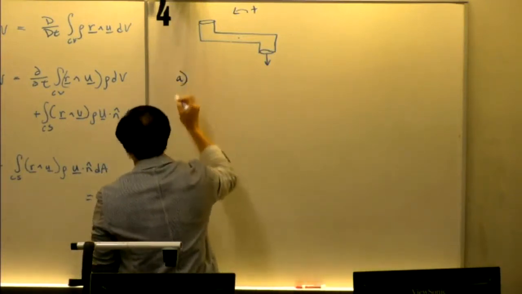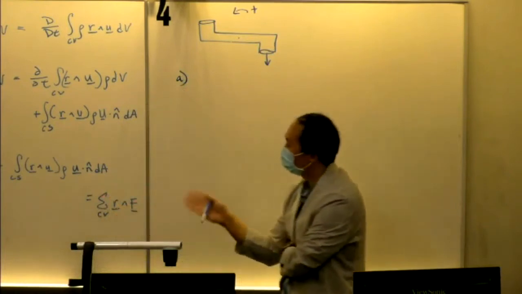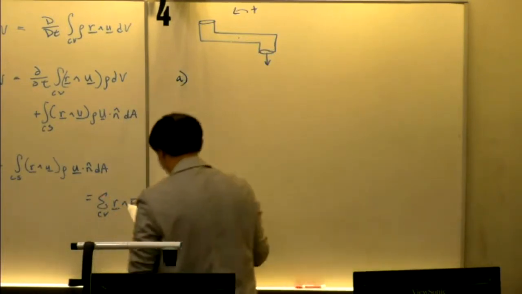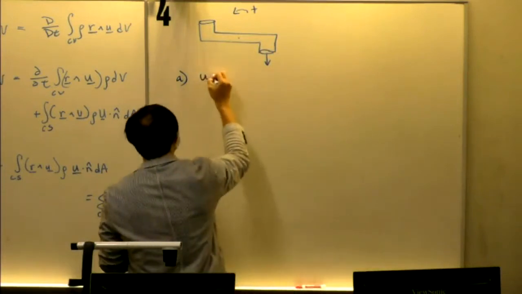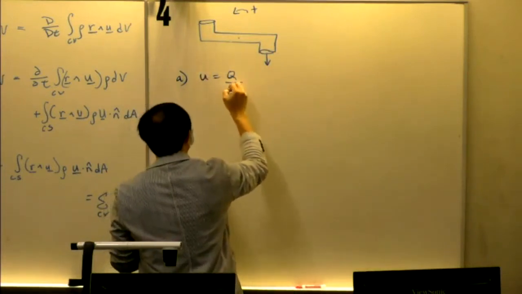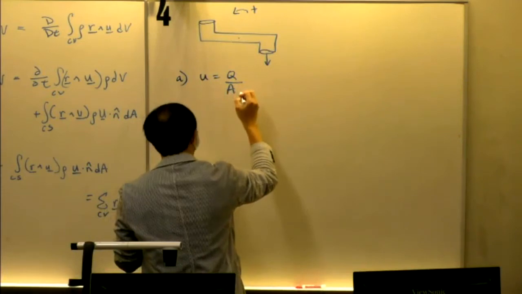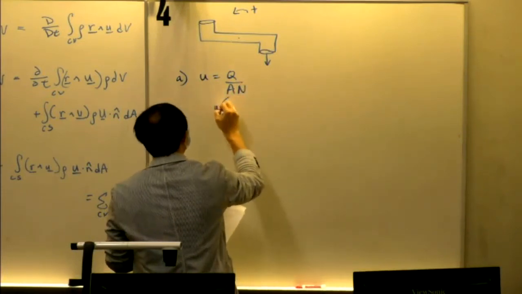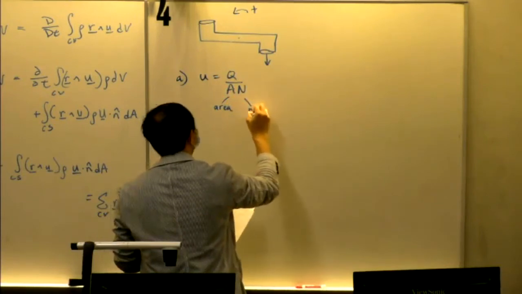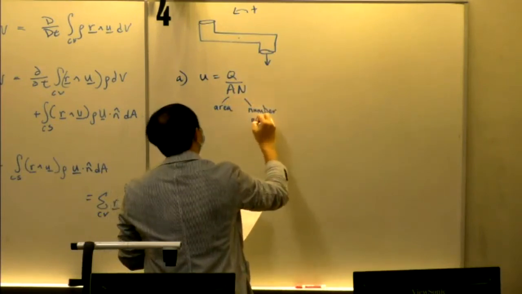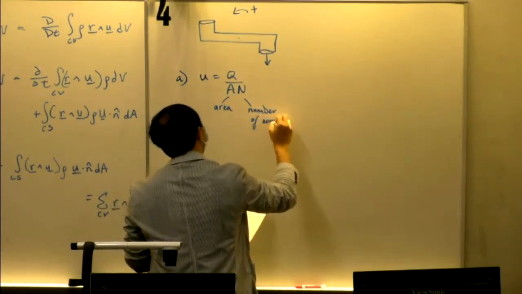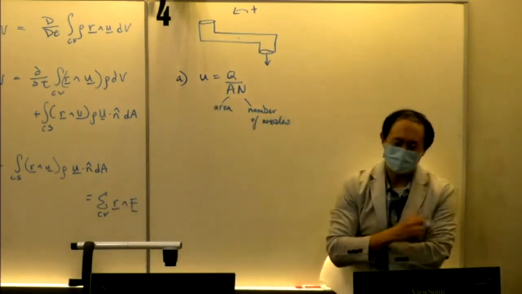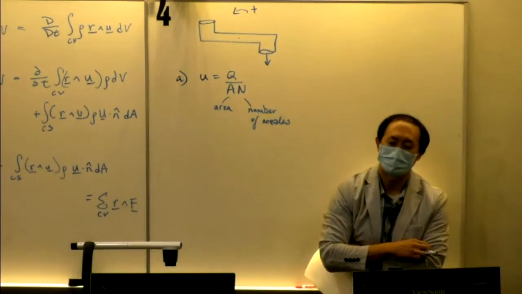Okay. So the first thing is the conservation of angular momentum is couched in velocities. So what you really want to do is write the magnitude of velocity over the area of the nozzle. And here, this is the area. This is the number of nozzles. The fluid is distributed equally. The reason I put that capital N there is because in the homework, I think you have three nozzles.